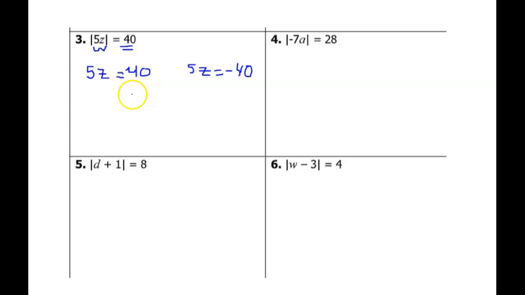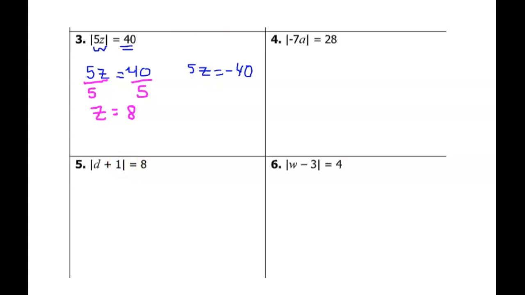Then what am I going to do? Well, it said to solve both of these equations. So let's solve the left equation first. If I solve the left equation, I'm dividing both sides by 5. I get z equals 40 divided by 5, which is 8.